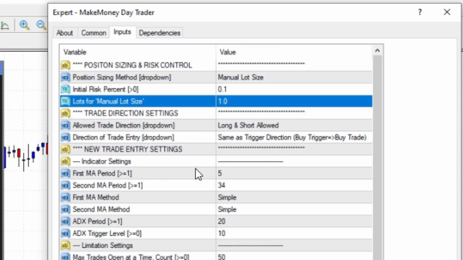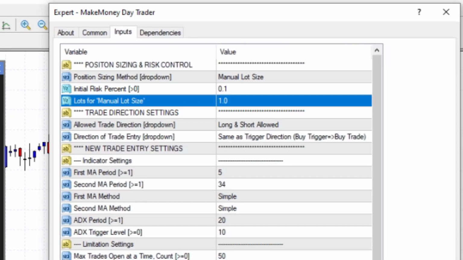Then we come down to the moving average settings. Let's think about this. I want to catch a trend as it happens, so I want to get into the trend as quickly as possible. So I want to use quick moving averages, and I'm just going to show you the difference between using quick moving averages and slower moving averages.